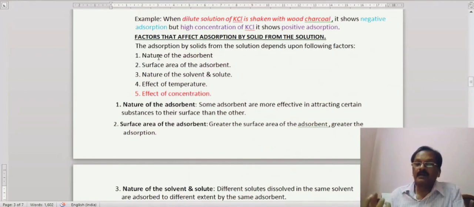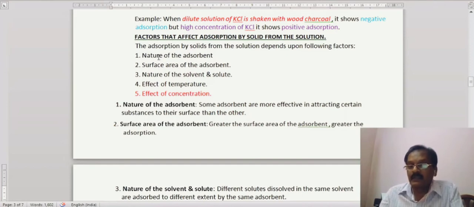Centers are where the residual forces that cause adsorption are present. The more active centers, the more the adsorption. This can be achieved by taking the adsorbent in a finely divided state. In a finely divided state, more adsorption centers are created. Therefore, adsorption increases as the surface area of the adsorbent increases.